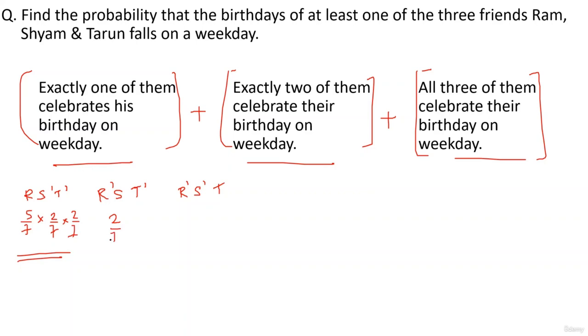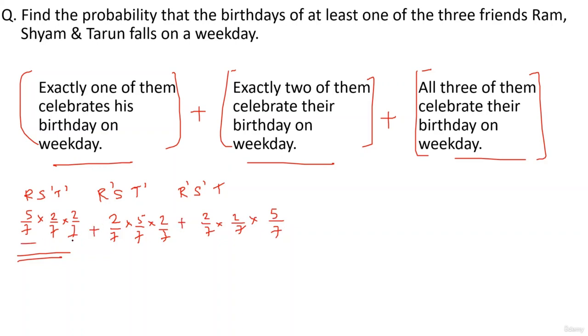राम का बर्थडे भी वीकेंड पे आ रहा है 2/7, श्याम का वीकडे पे आ रहा है 5/7, तरुण का वापस वीकेंड पे आ रहा है 2/7, राइट? लास्ट केस, Ram and Sham both of them celebrate their birthday on a weekend, so 2/7, 2/7, and Tarun celebrates his birthday on a weekday. Okay, so ये तीन केस बनेंगे, right?